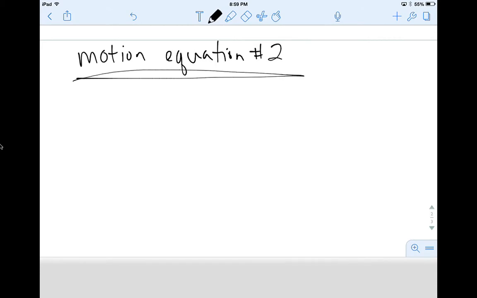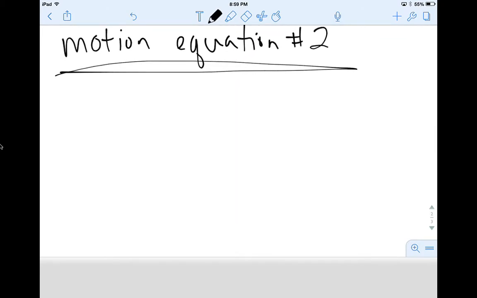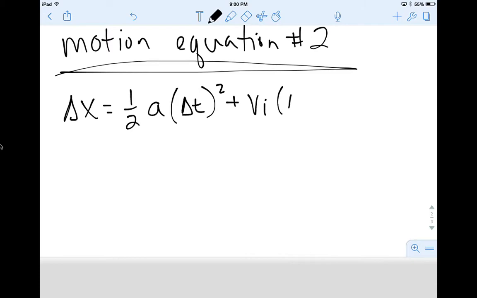Okay, so motion equation number 2. This gets a little bit more complicated. So let me rewrite what that was during our acceleration unit. We said delta x equals 1/2 a delta t squared plus vi delta t.